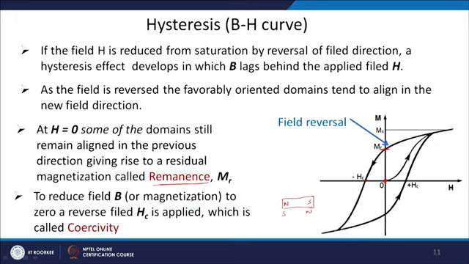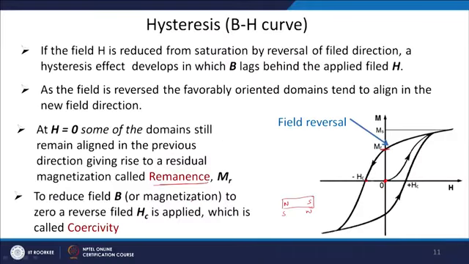Reverse field of Hc is applied. So, the negative of this external field is applied, which is called coercivity. Basically you are coercing the material to bring down the flux density to 0. You are forcing the material. Because you are coercing it, this is called coercivity, and this much negative external field you have to apply to bring it down to the earlier state from where we started.